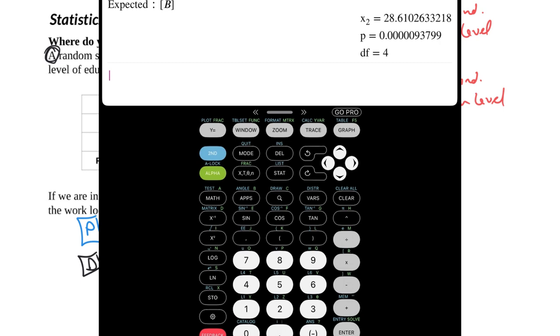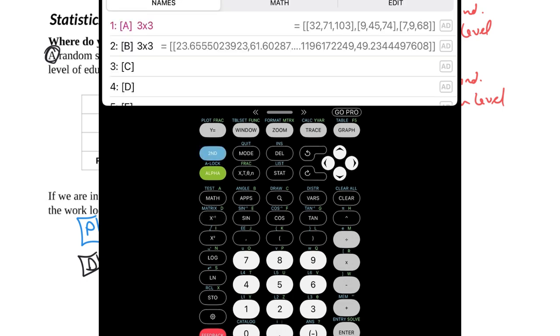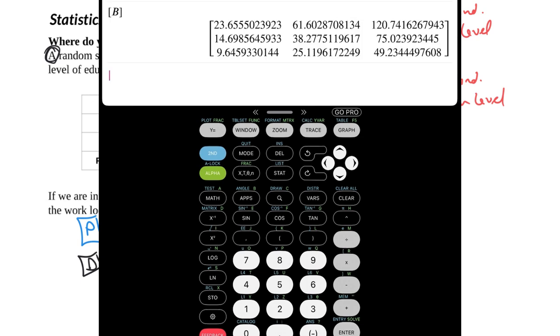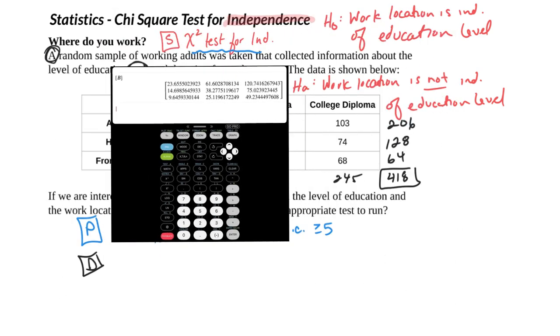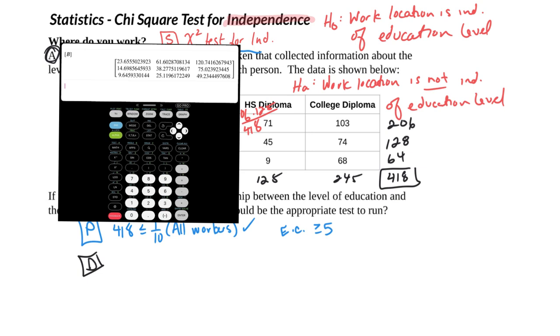Because we still have not yet finished our expected part, let's go back into our matrices, and you can see matrix B has now been overwritten. I'm going to choose matrix B, hit enter, and there are our expected counts. You can see that indeed they are all over 5. We should copy this onto our paper if we were actually doing it. Let me make a little note here. If I were doing this on an AP exam, I would copy those expected counts as a matrix right there.